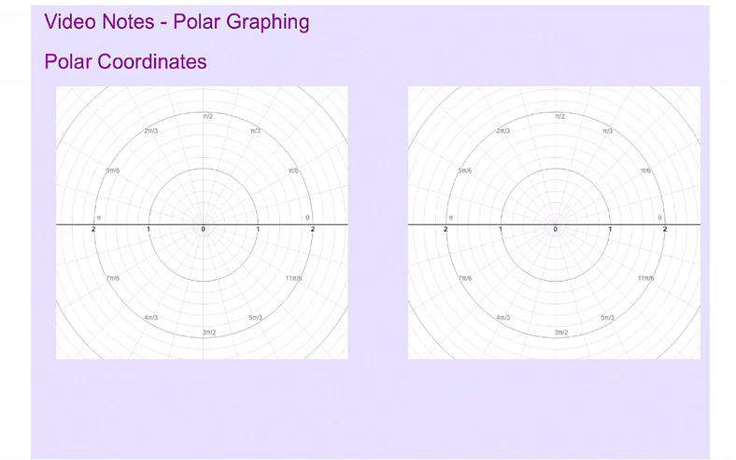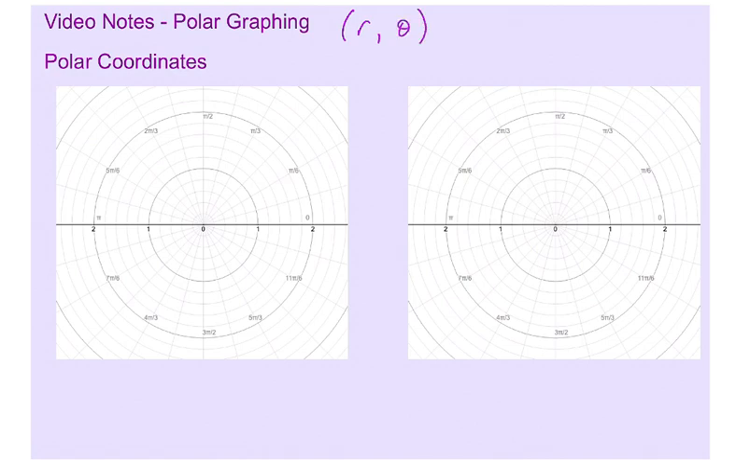Today we're going to talk about a completely different kind of function called a polar function. It is very, very different from what we're used to, which are called rectangular functions with x and y axes. Instead, with polar graphing, we don't use x and y, we use r and theta.